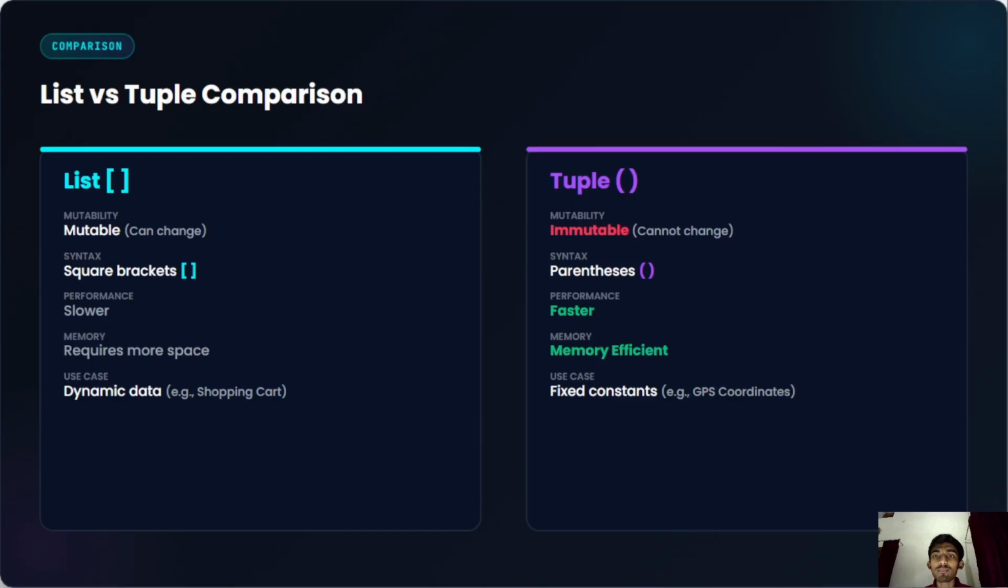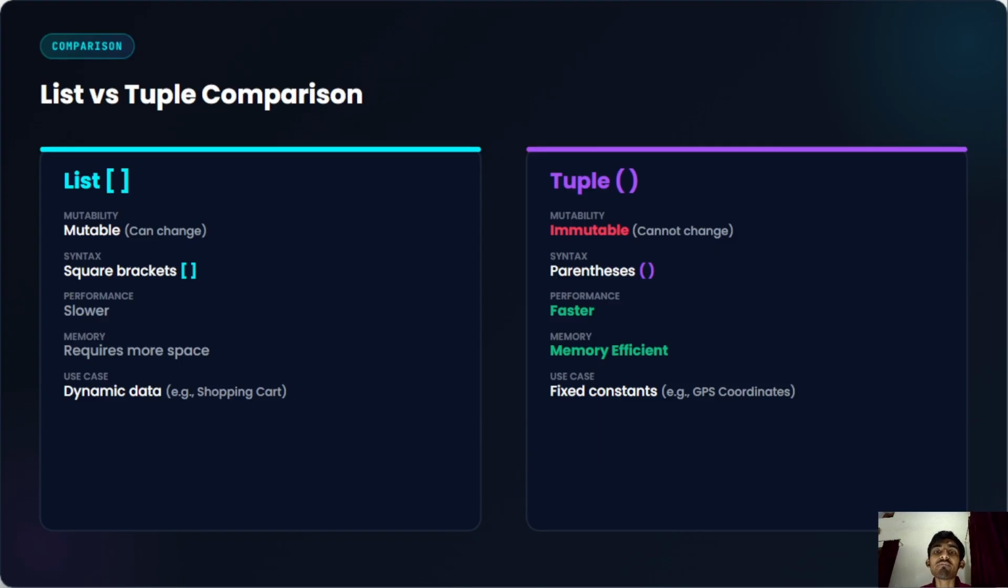Now let's talk about performance. Since tuples never change, Python optimizes them better, making tuples slightly faster than lists. In small programs you won't see much difference, but in large programs tuples give better performance. Let's discuss memory usage. Tuples generally consume less memory. Lists use extra memory because they need to support adding, removing, and modifying values, and tuples don't need that overhead.